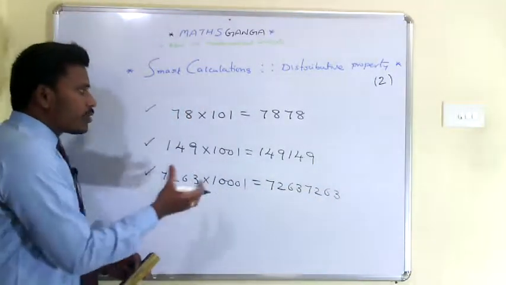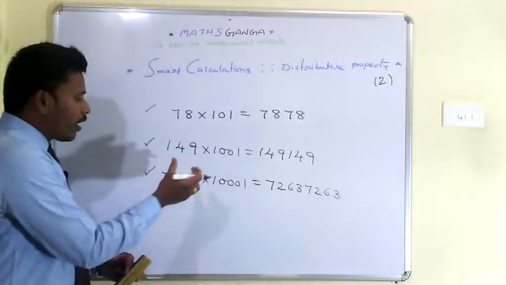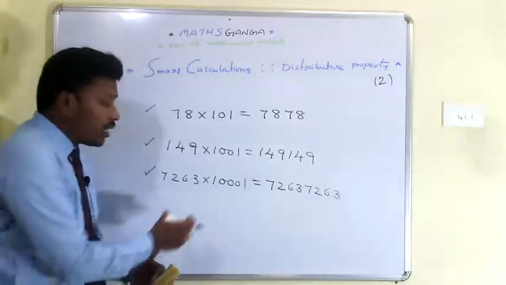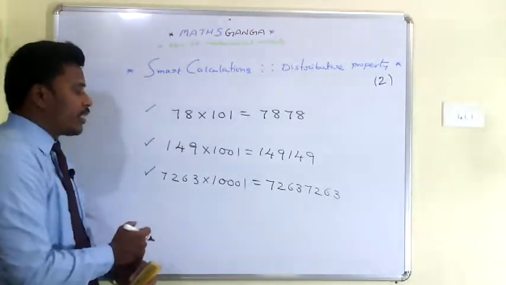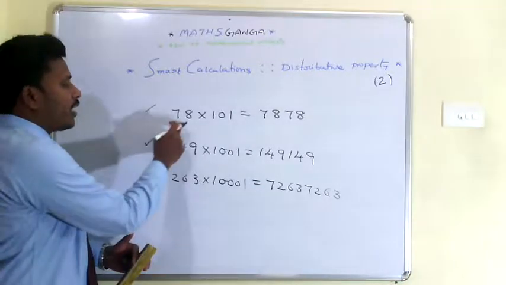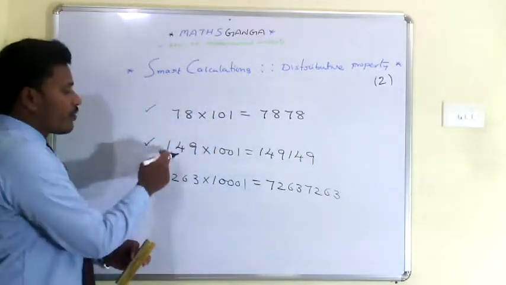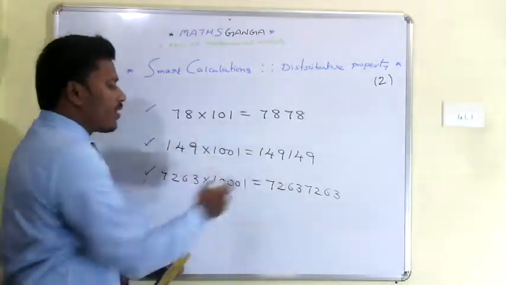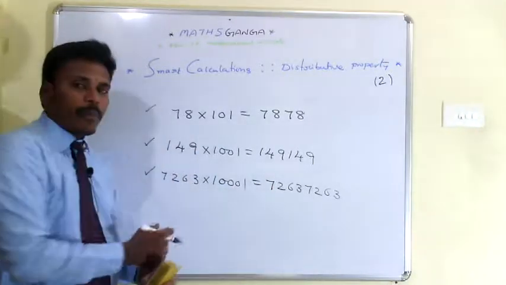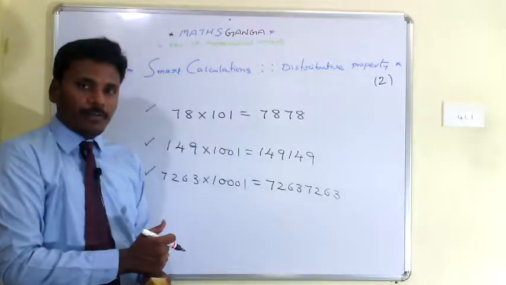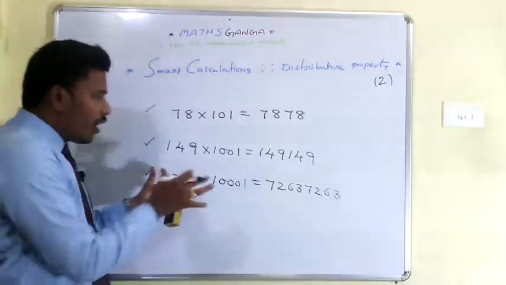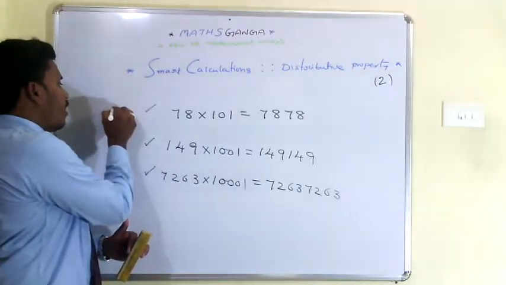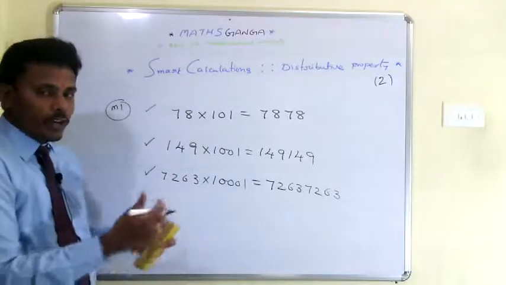Whenever we multiply an n-digit number with the number 10 power n plus 1, directly we will say the answer like this. 78 into 101 is 7878. 149 into 1001 is 149, 149. 7263 into 10,001 is 7263, 7263. All of this happens just because of the distributive property. Utilization of the distributive property gives us these types of rules. This is one type, one model. Then I will go on to discuss another model.